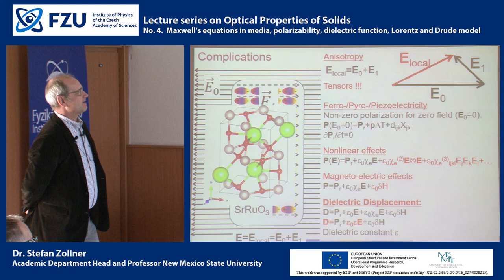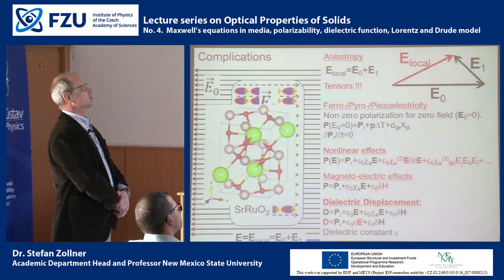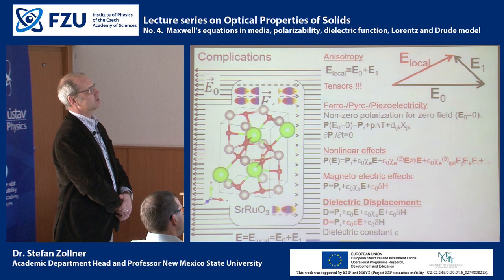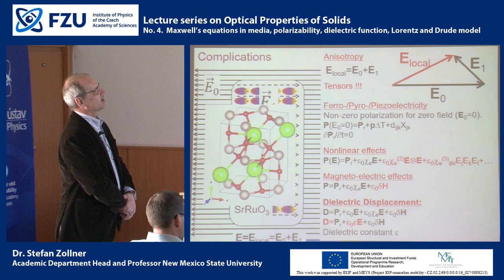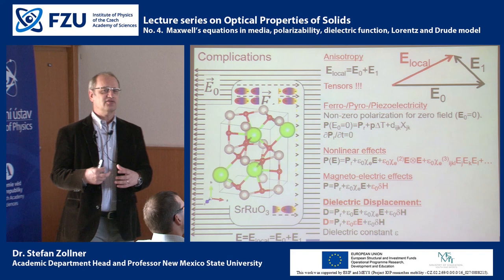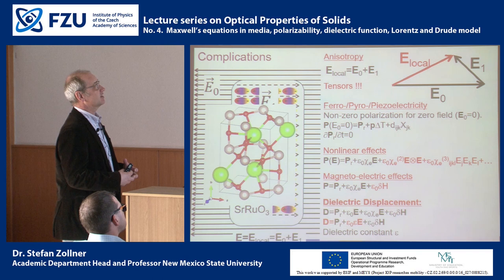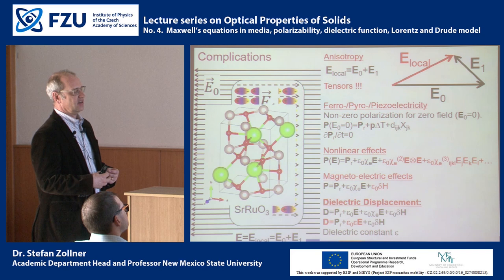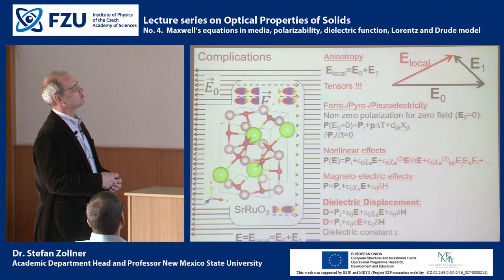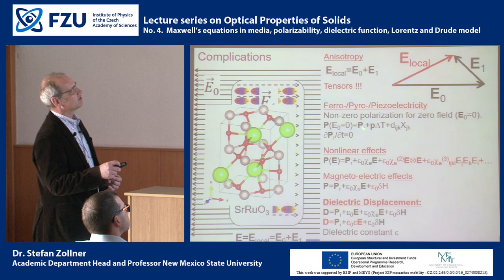So that's one complication. Another complication is that we may have a non-zero polarization even for a zero applied electric field. And that is called ferroelectricity. So a ferromagnet is a material where you have a non-zero magnetization in the absence of an applied magnetic field. So the same effect can happen in a dielectric, that you have a dielectric polarization in the absence of an applied electric field. So this is the remnant polarization in this ferroelectric.